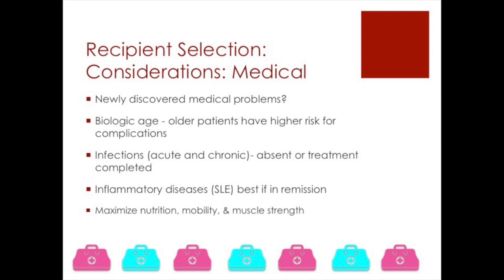Biologic age is another factor. Older patients, the text says over 55, have a higher risk for complications. Infections, acute and chronic, should be absent, or the treatment should be completed before this process goes through. It's best if inflammatory diseases like systemic lupus erythematosus are in remission, as they can also complicate the transplant process.